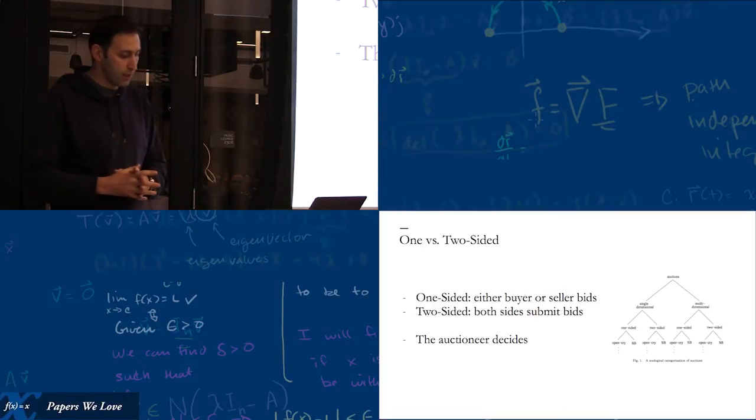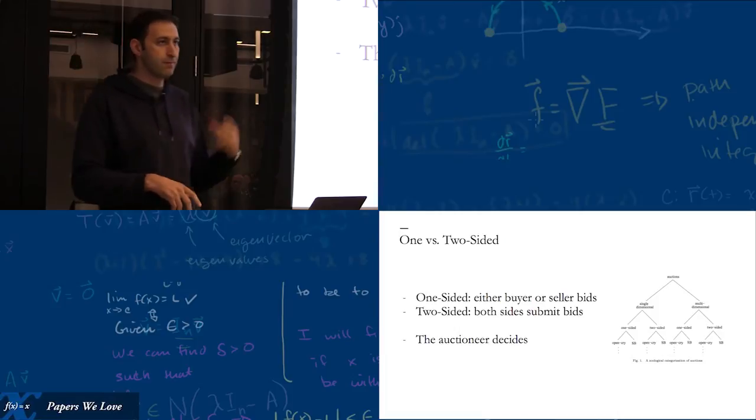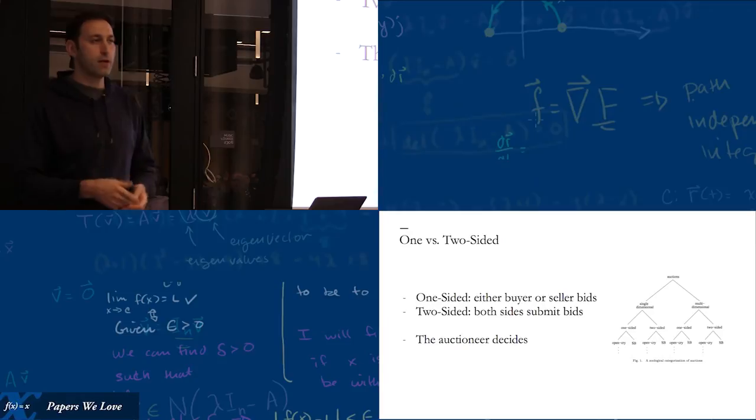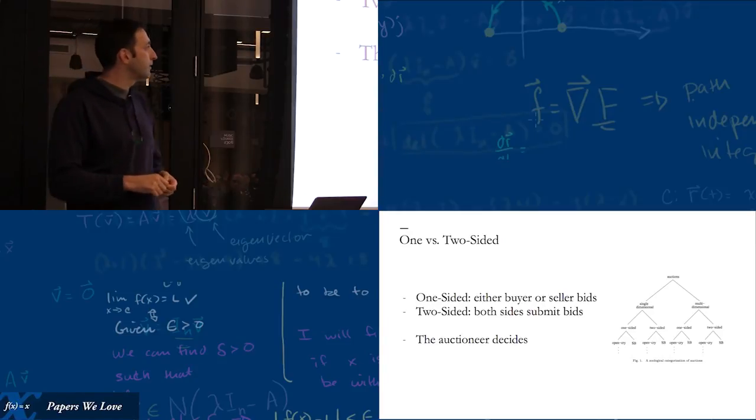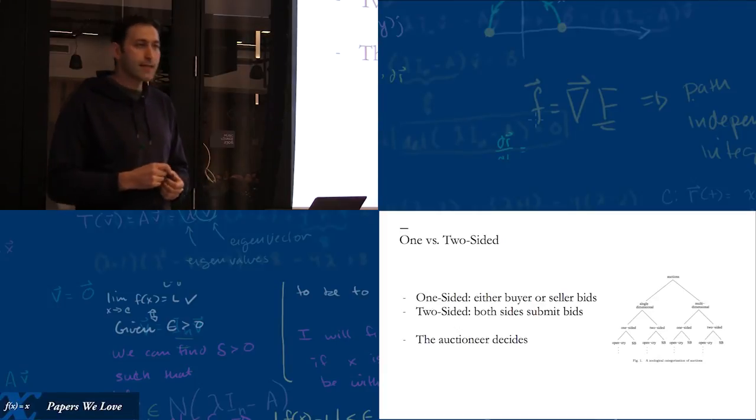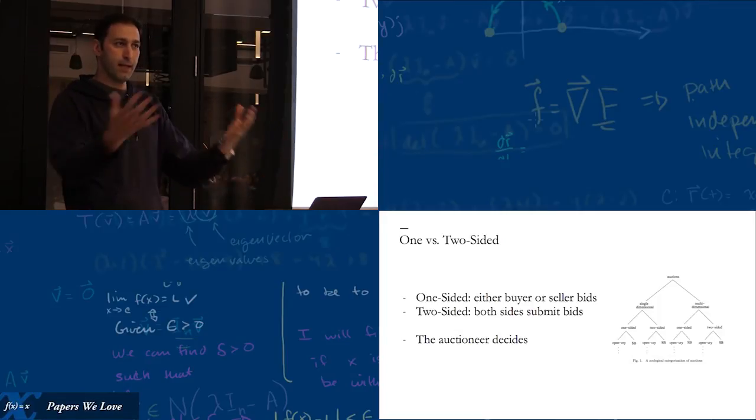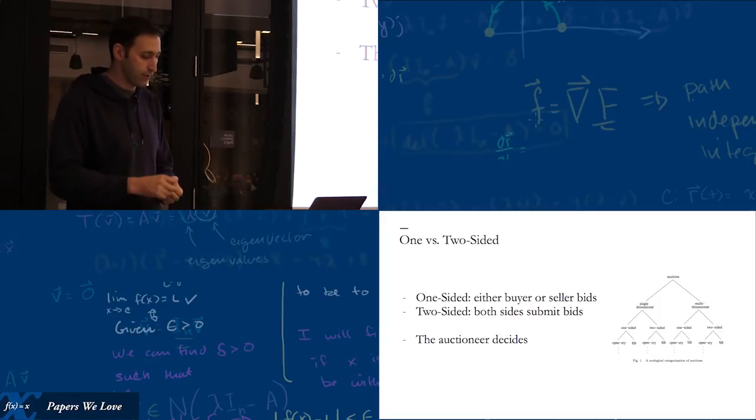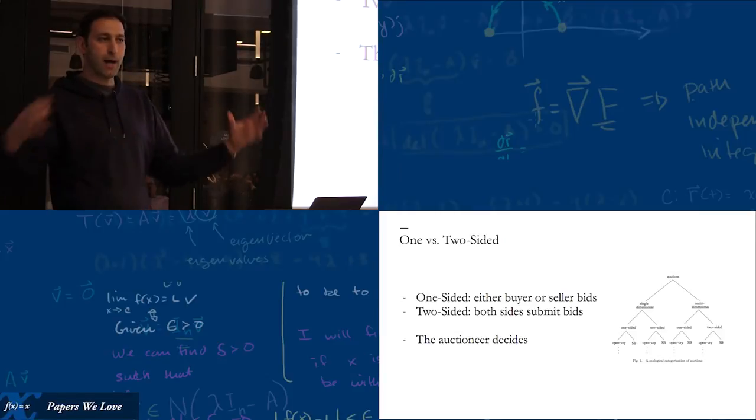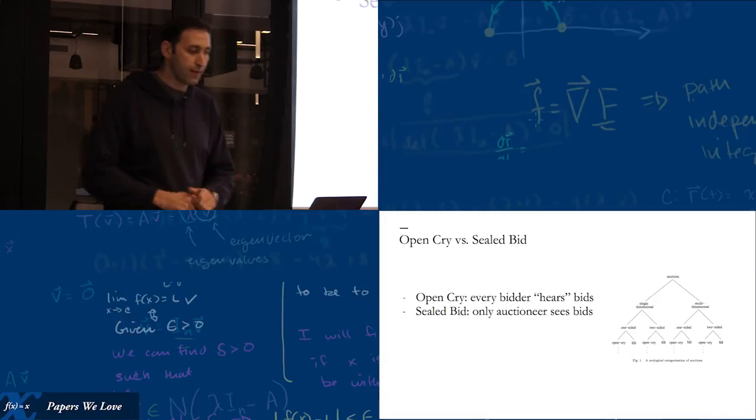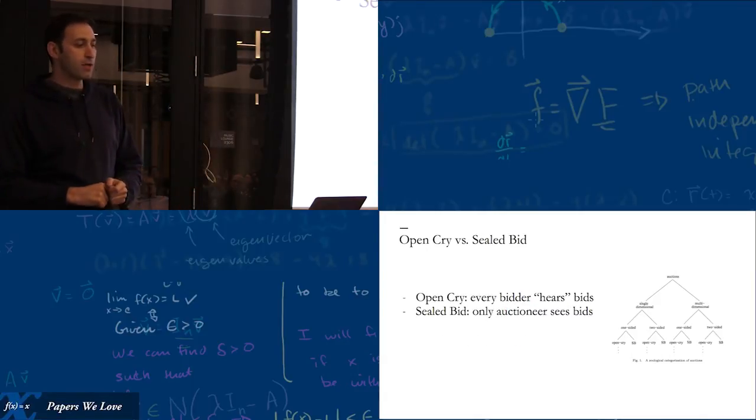In a one-sided auction, you have bidders who are either buyers or sellers. Typically, the way you think of an auction, you have only buyers, and the auctioneer's job is to decide who wins. In a two-sided auction, you have both buyers and sellers submitting bids, and then the auctioneer decides how to match buyers to sellers. Okay, make sense?